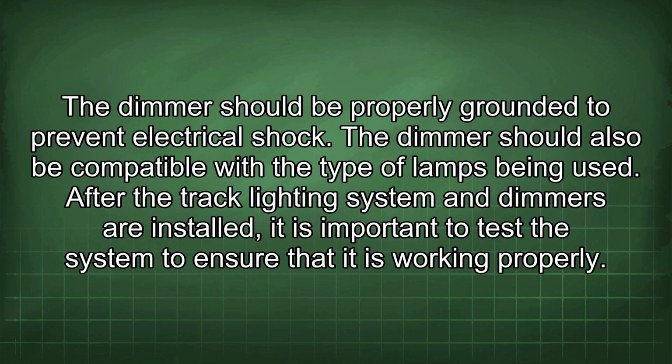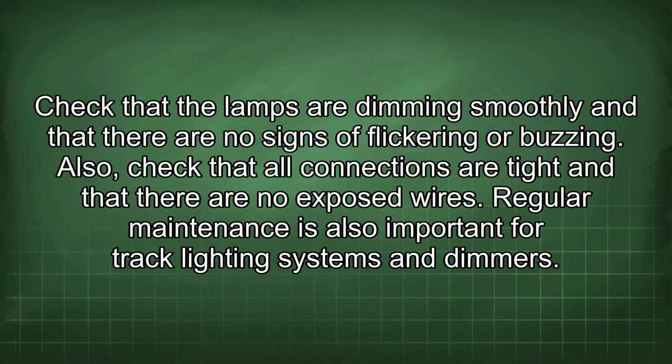After the track lighting system and dimmers are installed, it is important to test the system to ensure that it is working properly. Check that the lamps are dimming smoothly and that there are no signs of flickering or buzzing. Also, check that all connections are tight and that there are no exposed wires.